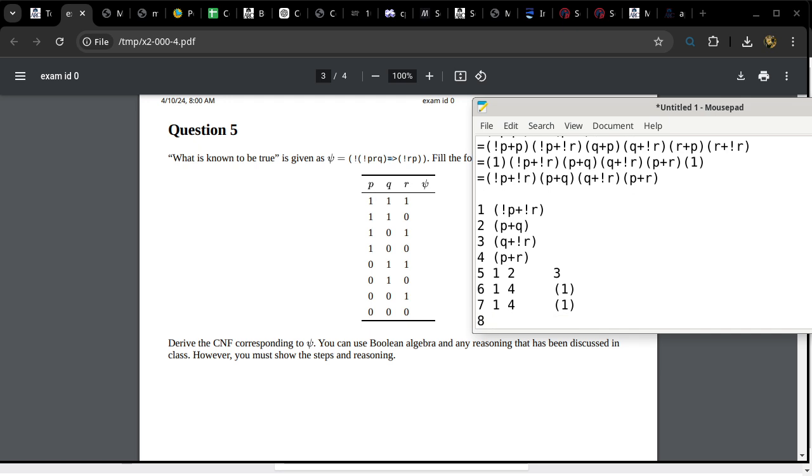So 2 cannot resolve with anyone because 3 and 4 do not have a negation of P. 3 and 4 also do not have a negation of Q. So there's no way we can use that. All right, so the only thing left is 3 and 4. Can those two resolve?